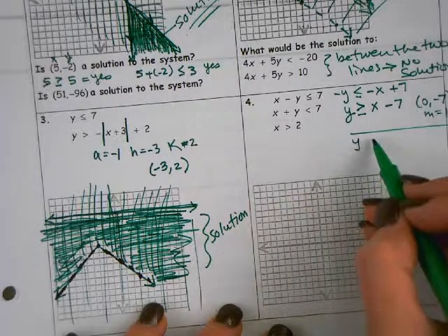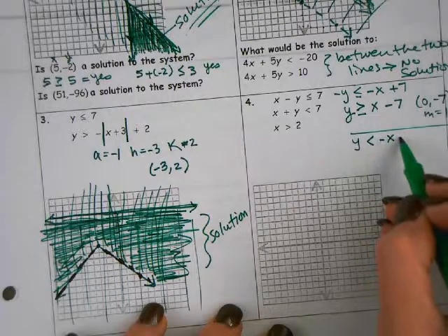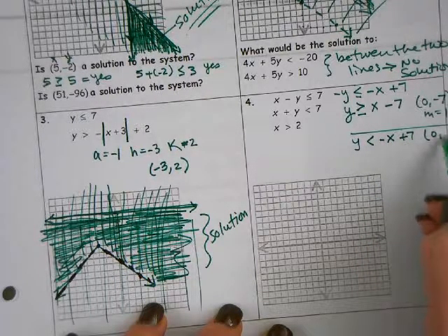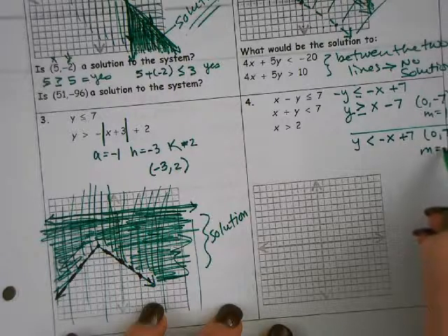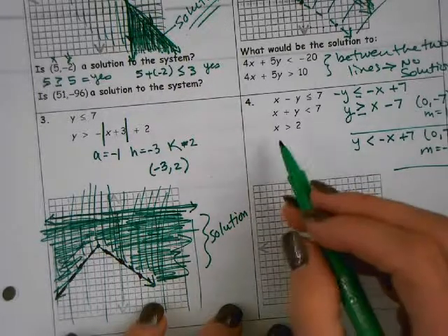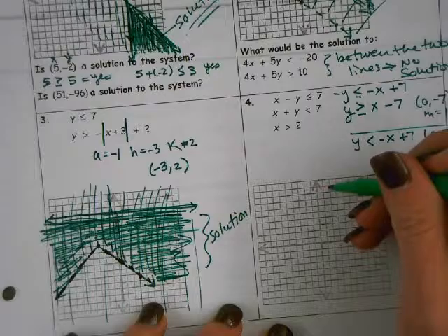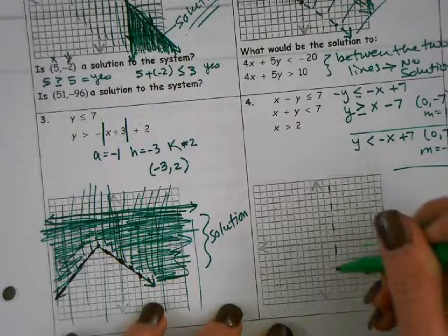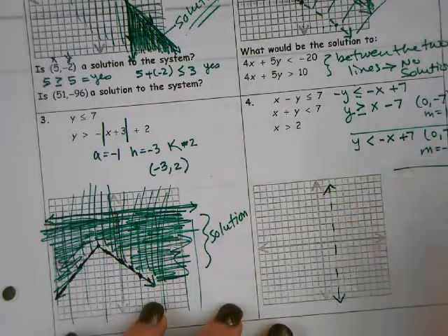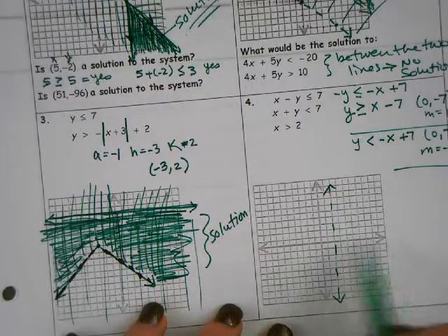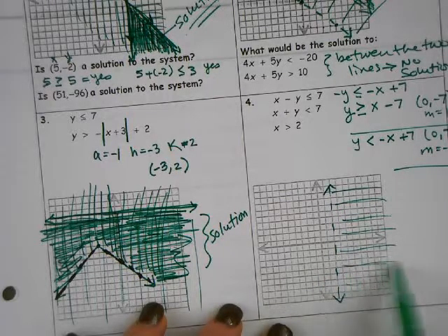I'm going to have y is going to be less than negative x plus 7. My starting point is 0 comma 7, and my slope is negative 1. And then I just have x is greater than 2. So x is greater than 2 is going to go here. It's a dotted line because it's not equal to. It's greater than, so x is greater, to the right. So this is my shading here.